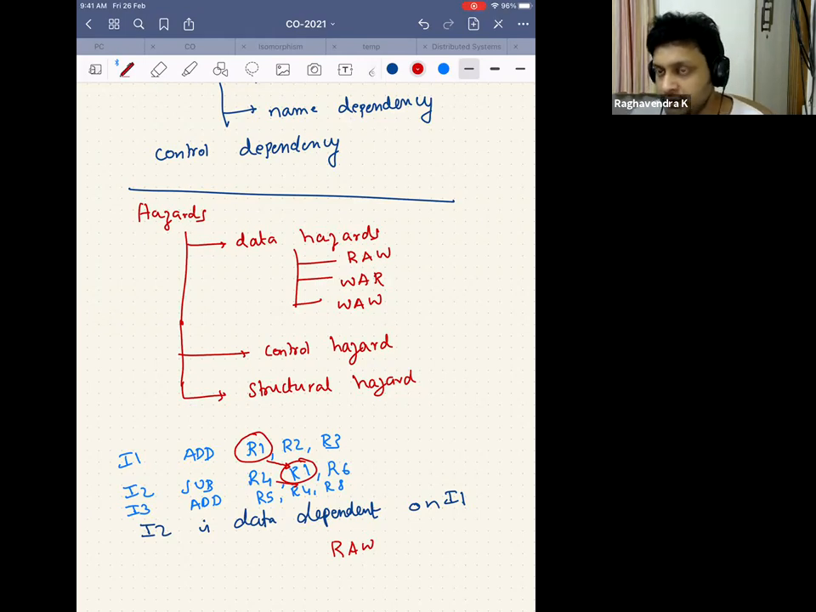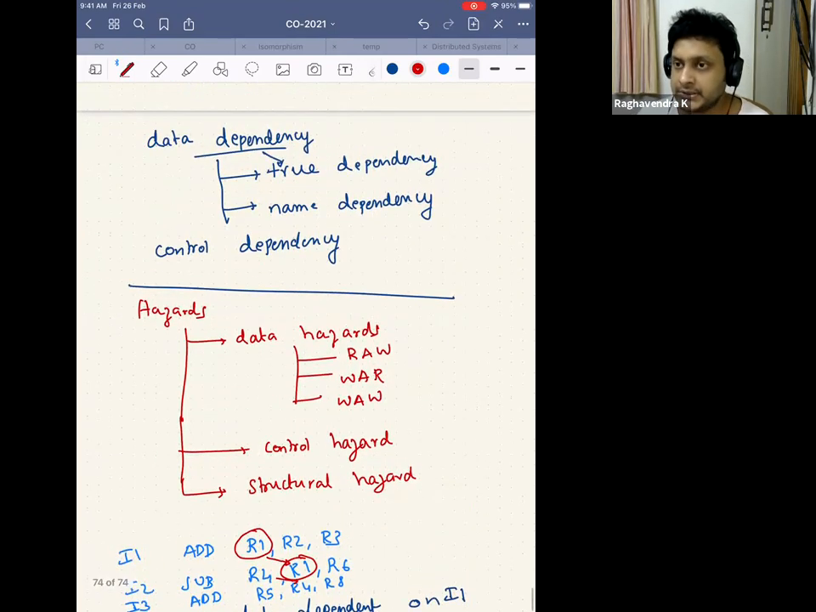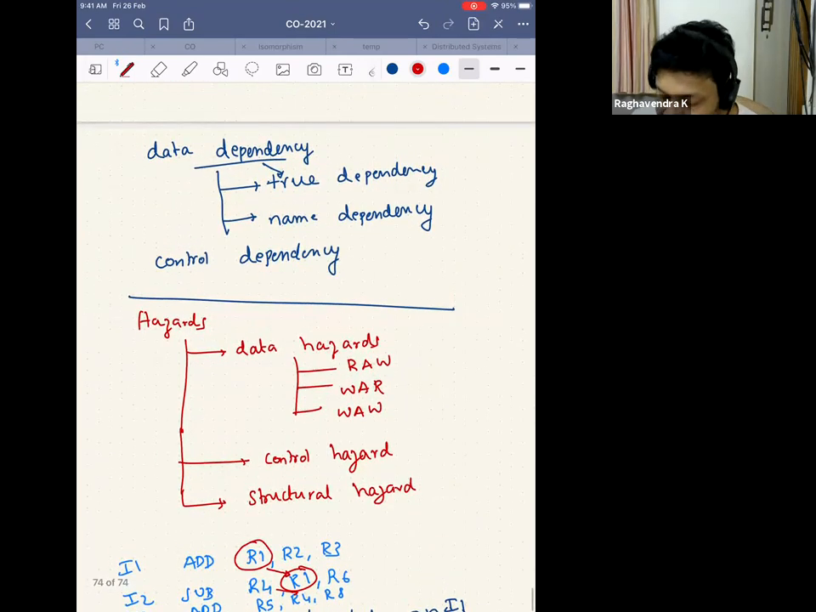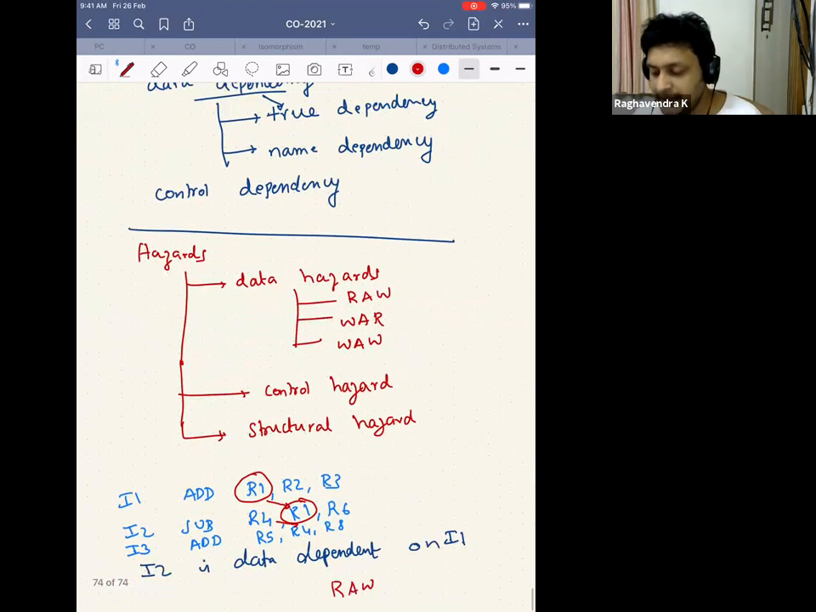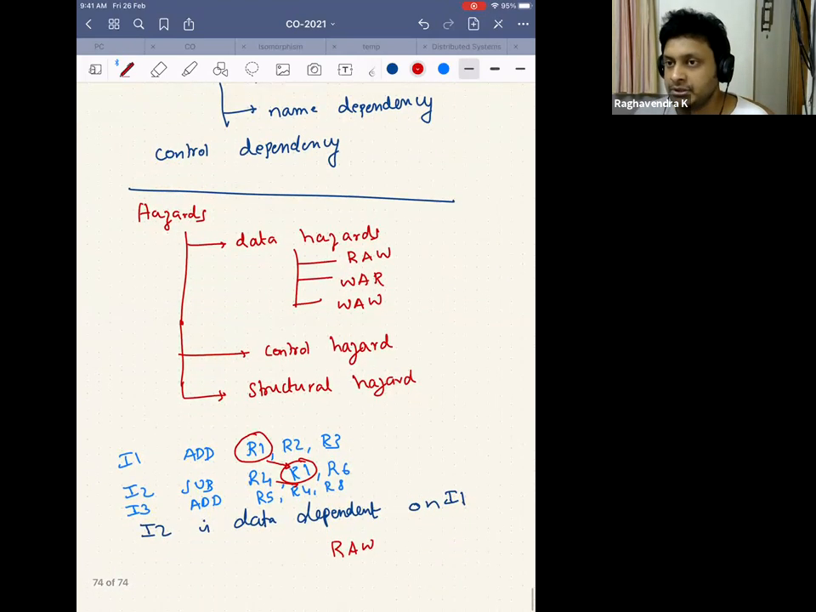It might be confusing if you are listening to it for the first time. A RAW hazard is read after write hazard. You have to read after something has been written. Only after R1 has been updated, then you can read that value. It's a data dependency or a true dependency because there is no way I can solve this but to execute R2 plus R3, and then only I can figure out what's the value of I2. Right. So this is what we have been seeing: data dependency, a RAW hazard or a data hazard.